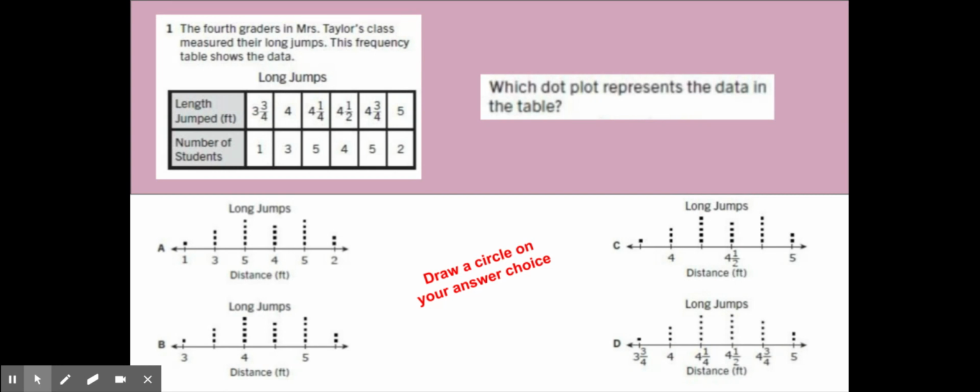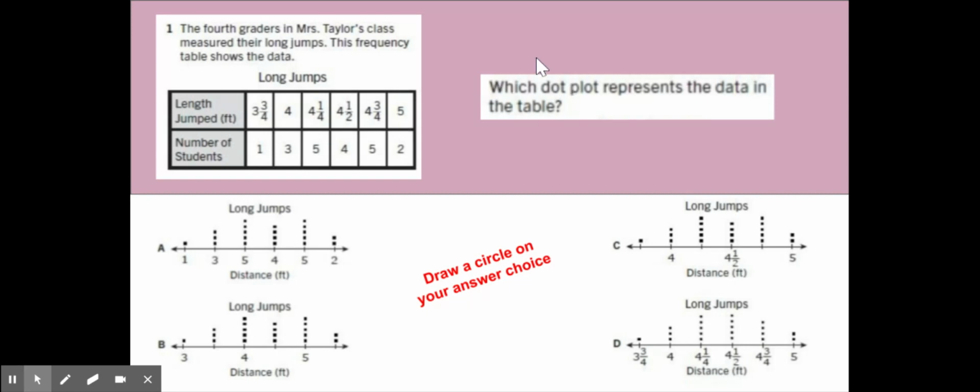Okay, number 1 says the 4th graders in Mrs. Taylor's class measured their long jumps. This frequency table shows the data. So right here you notice you've got your number of students, and you've got the number of feet that they jumped. So one student jumped 3 3/4, 3 jumped 4 feet, 5 students jumped 4 1/4, 4 students jumped 4.5 feet, 5 students jumped 4 3/4, and 2 students jumped 5 feet.